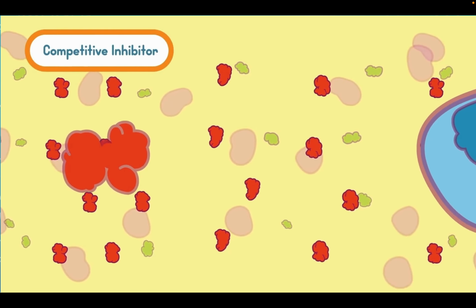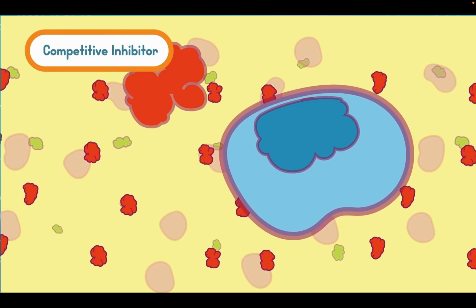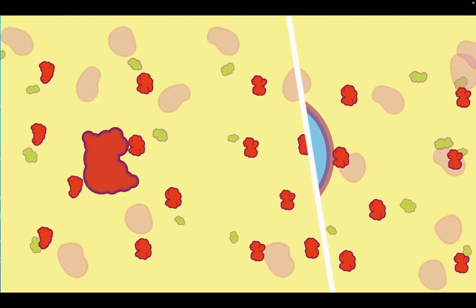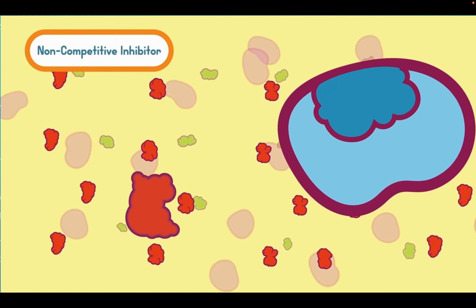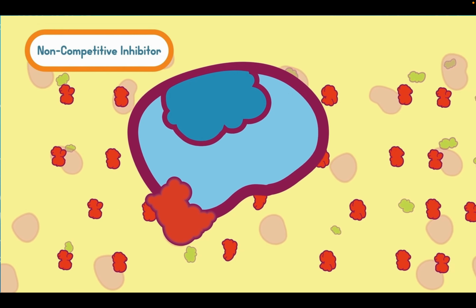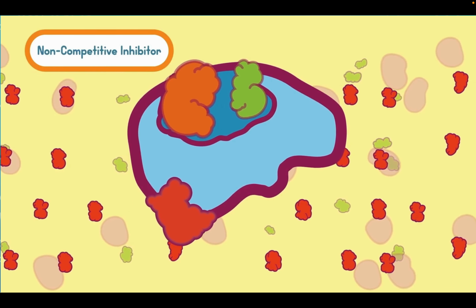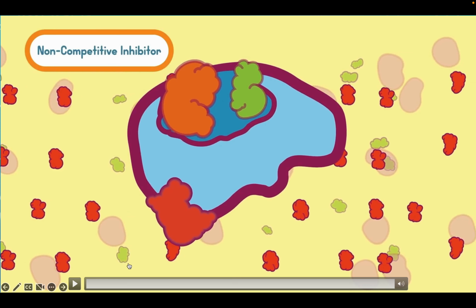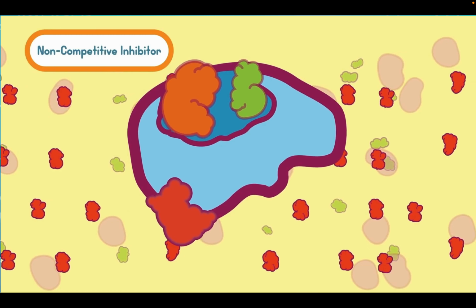Competitive inhibitors occupy the active site and prevent a substrate molecule from binding to the enzyme. Non-competitive inhibitors attach to parts of the enzyme other than the active site to distort the shape of the enzyme. Okay, to distort the shape of an enzyme, so that is a non-competitive inhibitor.